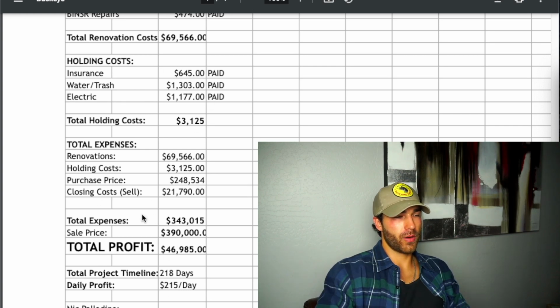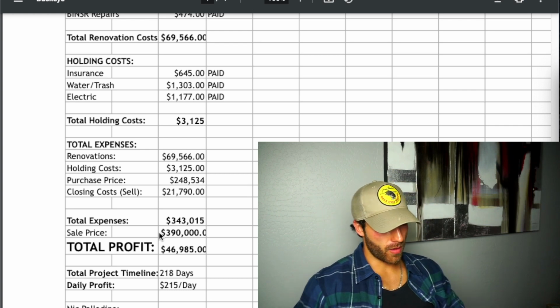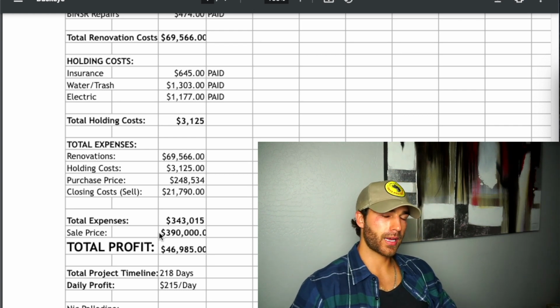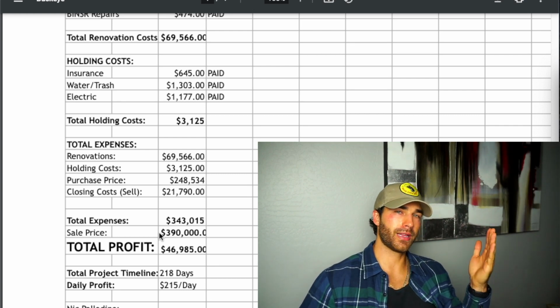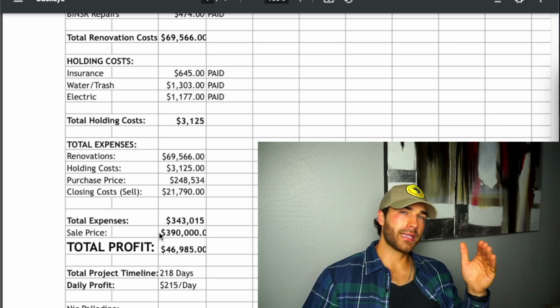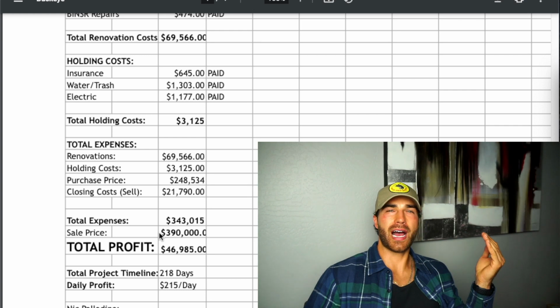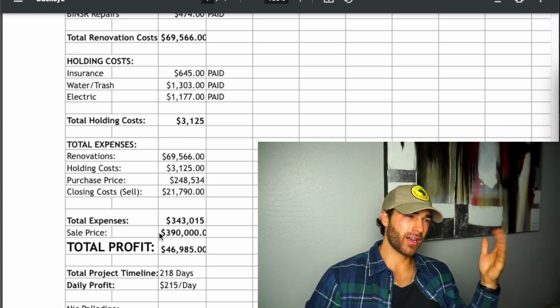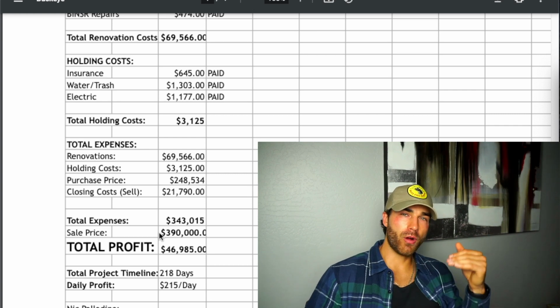Purchase price $248. Closing costs selling were $21,790. This property sat on the market for a long time, and Buckeye got hit extremely hard. We planned on listing it originally for $450, like I said, when we bought it back in February. We then listed it once we actually got around to listing it in July, I want to say, maybe early August. We actually listed it for $25K less than what we planned on it, and we had no traction whatsoever.